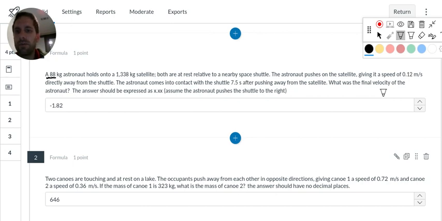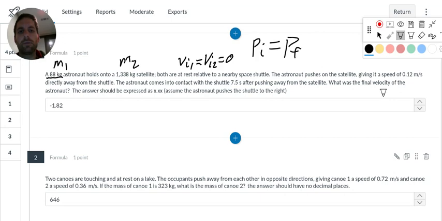So to start, we have this 88 kilogram astronaut, I'll call him M1, holds onto this large 1338 kilogram satellite, M2. Both are at rest relative to a nearby shuttle. So they're both at rest, they both have the same speed. So V initial 1 equals V initial 2, which is 0. And I know that the initial momentum for this entire assignment is always going to be equal to the final momentum.